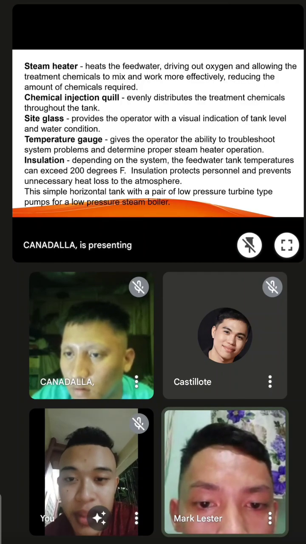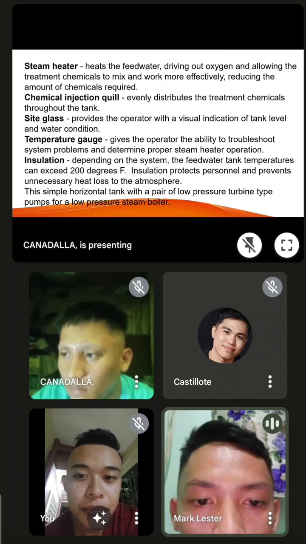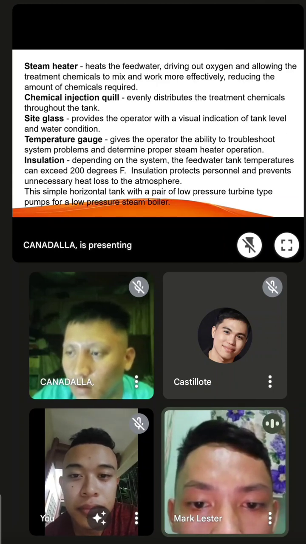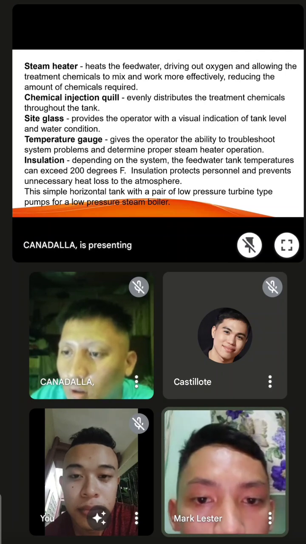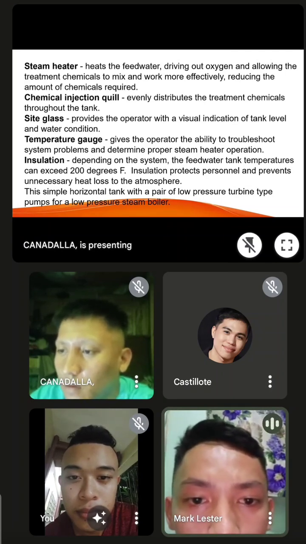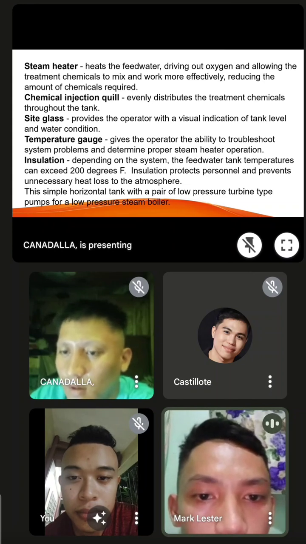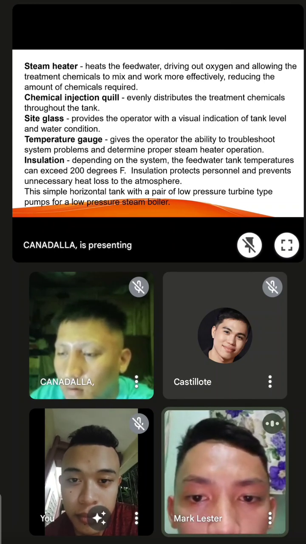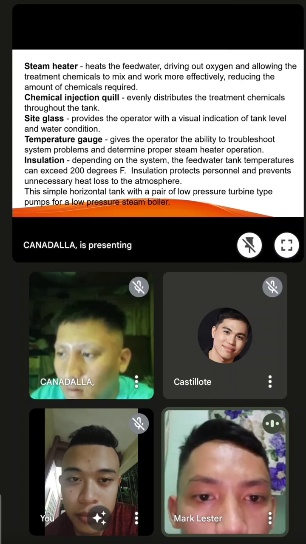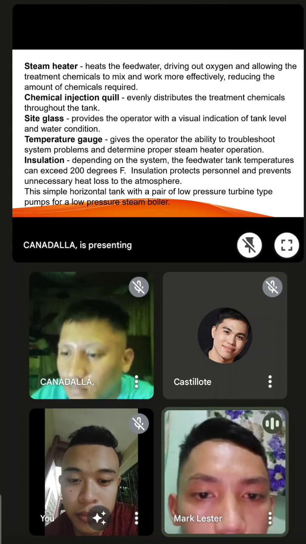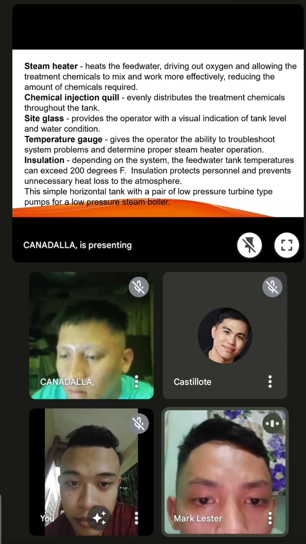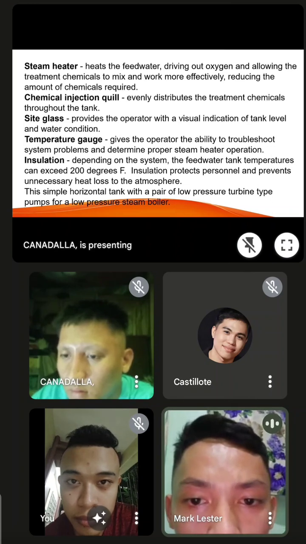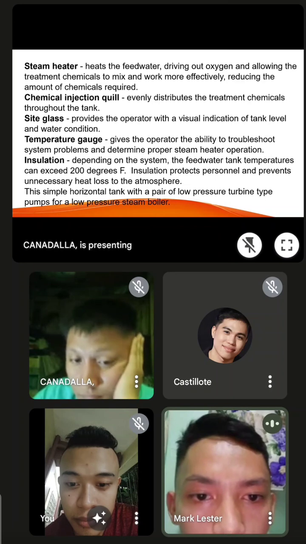Steam heater. Heats the feedwater, driving out oxygen, allowing the treatment chemical to mix and work more effectively, reducing the amount of chemical required. Chemical injection well. Evenly distributes the treatment chemicals throughout the tank. Sight glass provides the operator with a visual indication of tank level and water condition. Temperature gauge gives the operator the ability to troubleshoot system problems and determine proper steam heater operation.